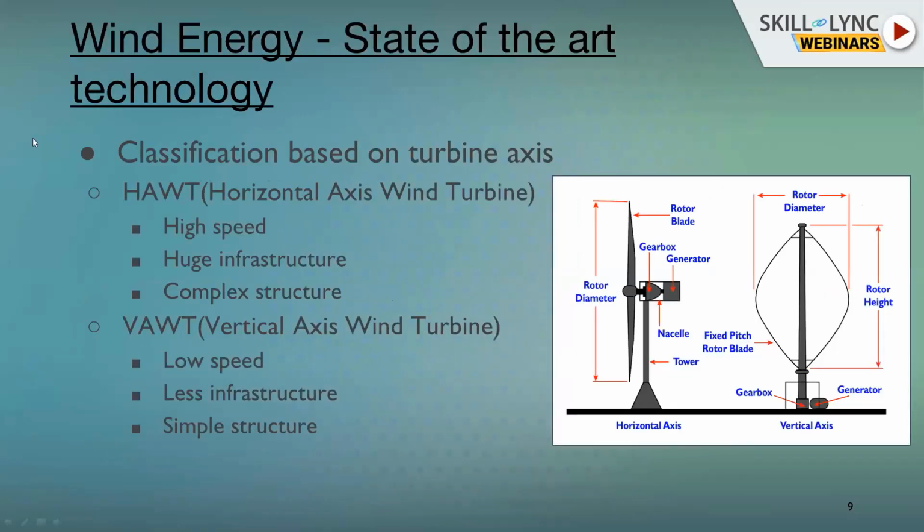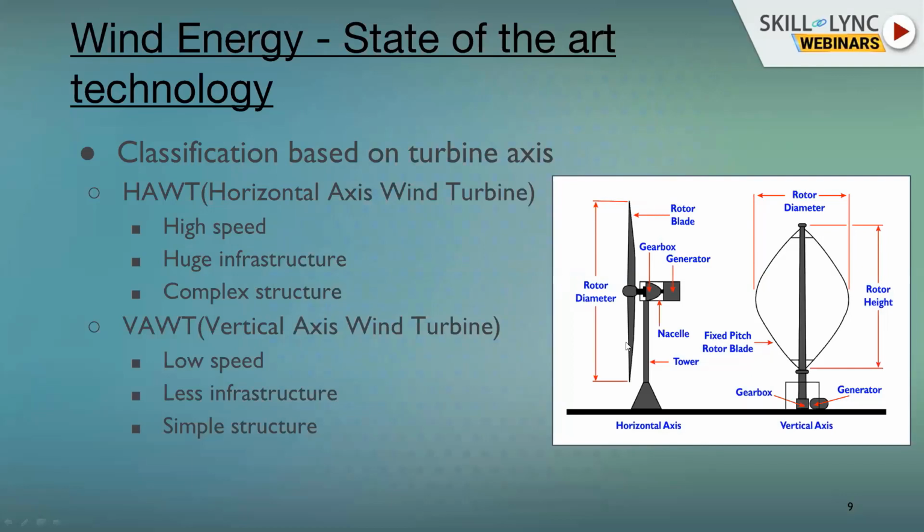Now we'll understand the next part, that is the state of the art technology of wind. Here we will understand the basic classifications of the wind turbine. Mostly we'll have two types of wind turbine: one is the horizontal axis wind turbine, one is the vertical axis wind turbine. So here I have listed down the features of both the turbines.